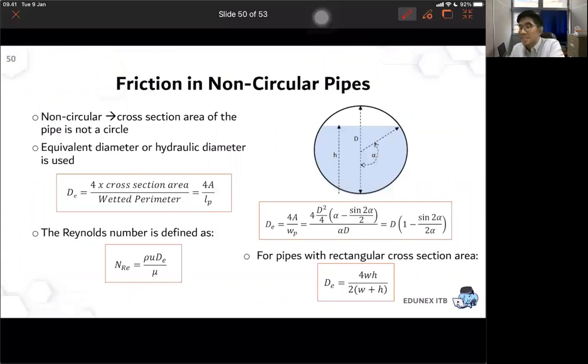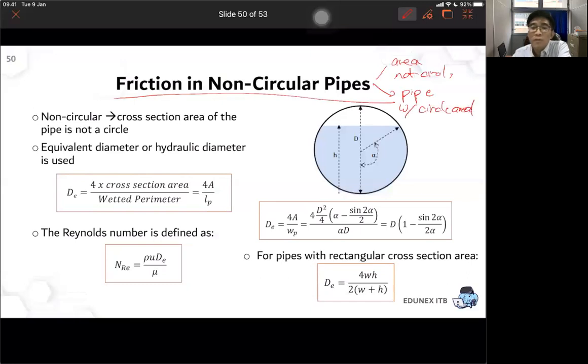Okay, now we will see about the friction for non-circular pipes. Non-circular pipes mean pipes that have an area that is not a circle, or a pipe with a circular area but not fully filled with the fluid. This is the case if you are flowing liquid. So sometimes the liquid is not fully filling the pipe cross area.